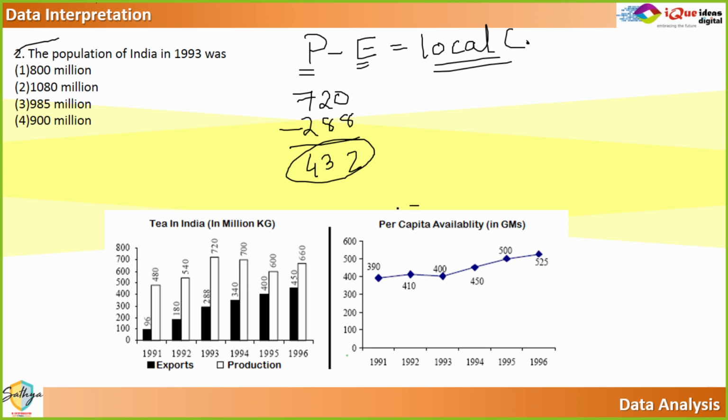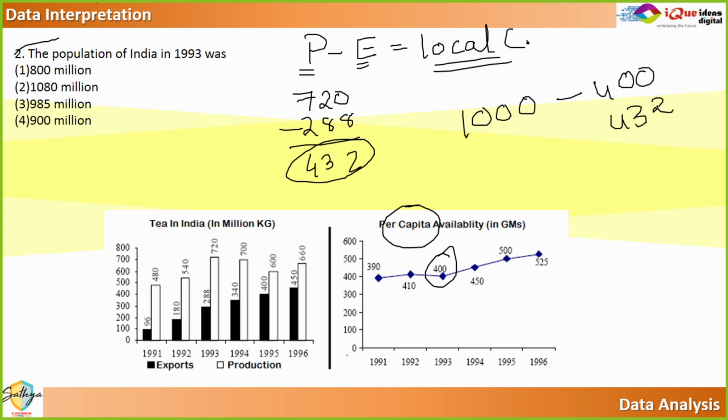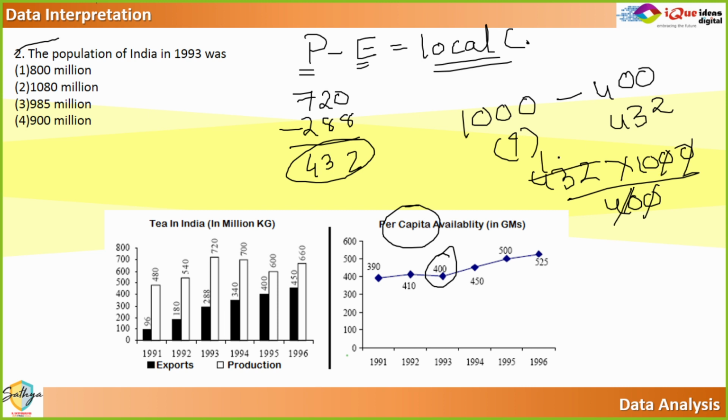Now, what does per capita mean? Per capita means how much out of 1000. So in the year 93, if there were 1000 people, then tea was available for 400. Per capita, out of 1000 for 400, then 432 is the actual amount. Then what is the actual population? So 432 into 1000 divided by 400. 1080 is my answer.